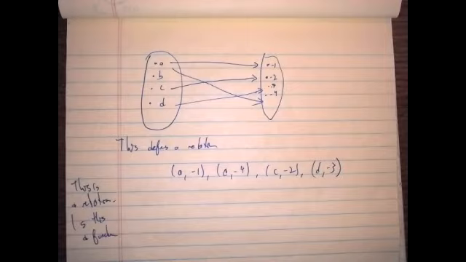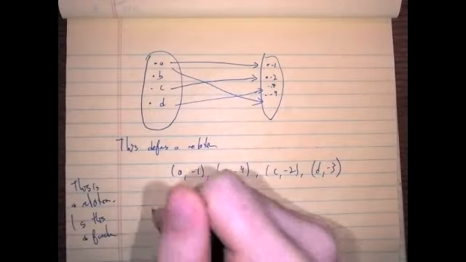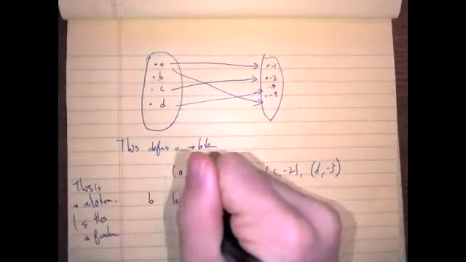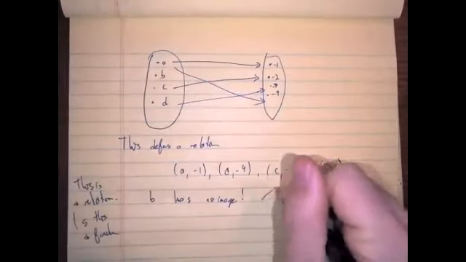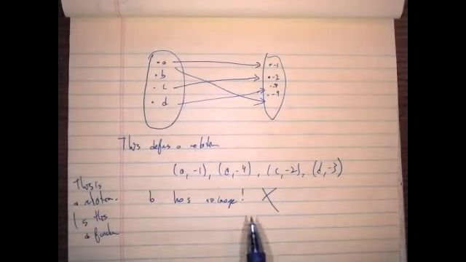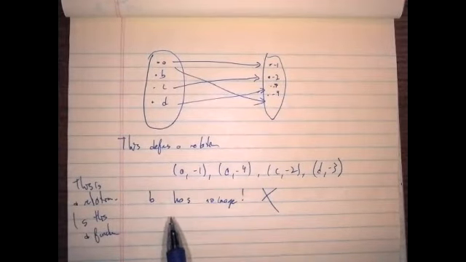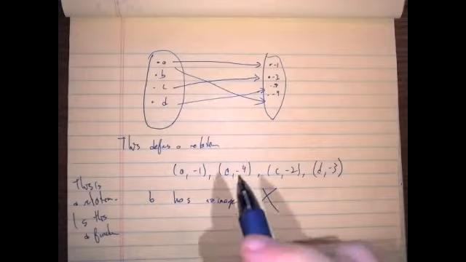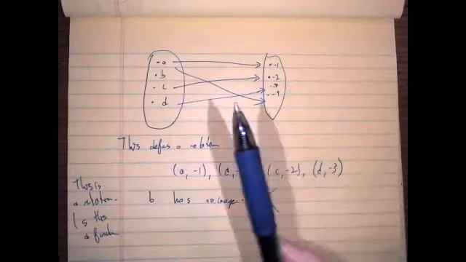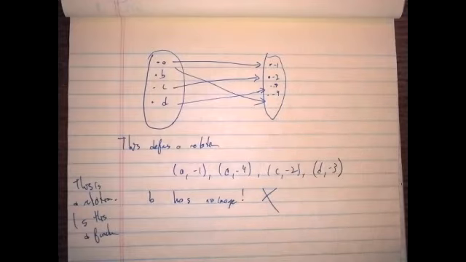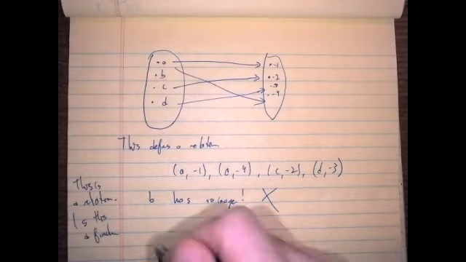Not every element in A is matched to a unique element in B. That's right. B has no image. This is one no-no for this not being a function. So B has no image. I could try to repair that by sending B over to -2. But then there's another problem, which several of you have listed, is that A has 2 images.